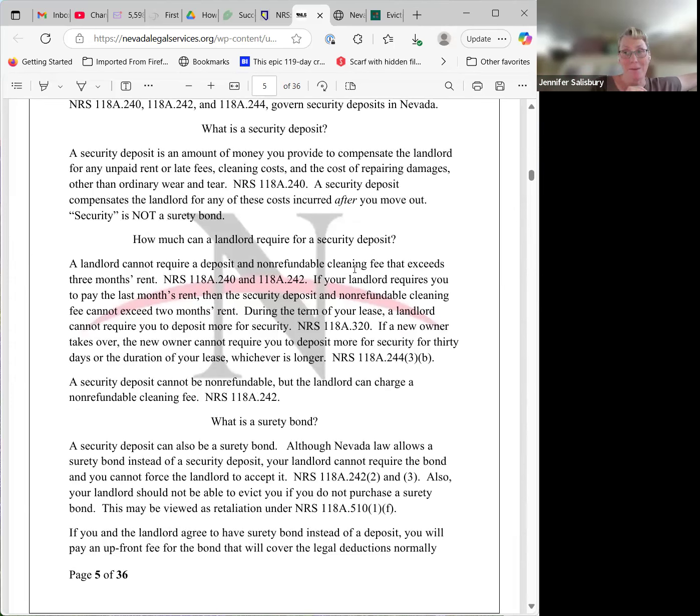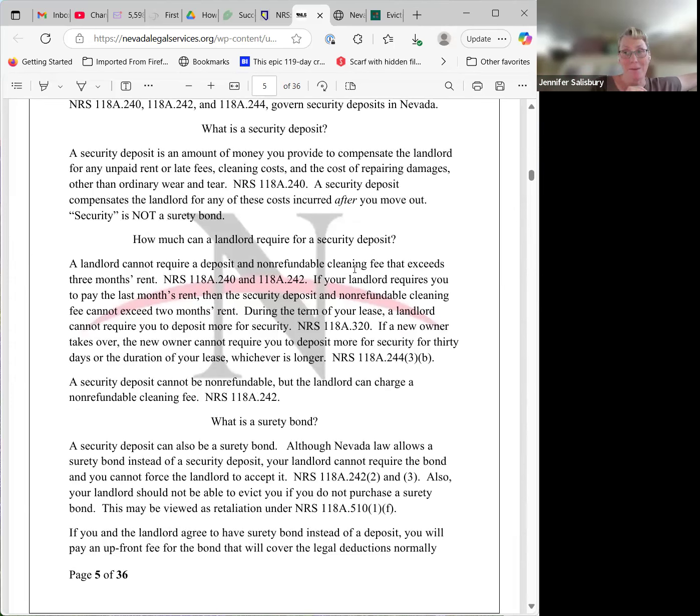Oh, goodness. Your landlord cannot require the bond, and you cannot force the landlord to accept it. So everybody has to agree on this one, you guys. Also, your landlord should not be able to evict you if you did not purchase a surety bond. So it can't be retaliatory either.